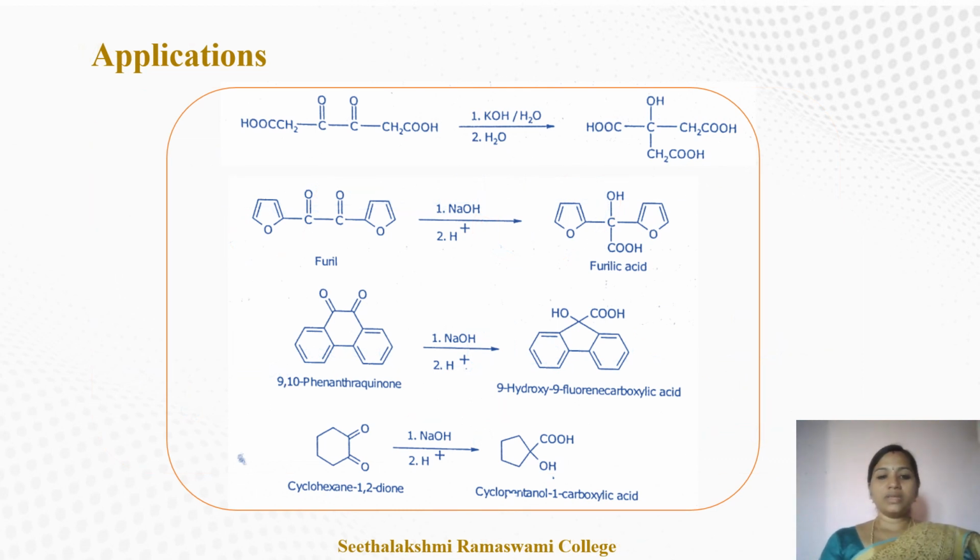So these are all the various applications of the benzil benzilic acid rearrangement. The first example is the synthesis of citric acid. Various types of products are obtained using this benzil benzilic acid rearrangement. So you can get ferulic acid, 9-hydroxy-9-fluorene carboxylic acid, and cyclopentanol 1-carboxylic acid.